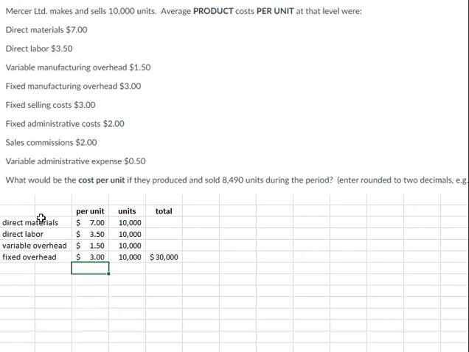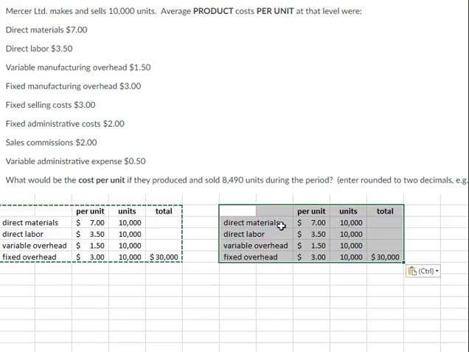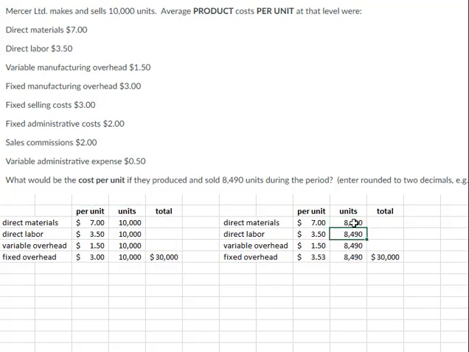So what do they want? They want the per unit cost at a different level. They want it if it's 8,490. Well, for 8,490, it's still $3, $3.50, $1.50 for the variable costs. Variable costs are the same per unit, and the total wiggles around based on activity. Fixed cost is the same in total, and so the per unit wiggles around based on activity.